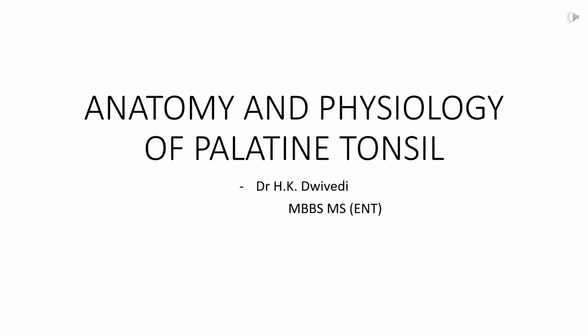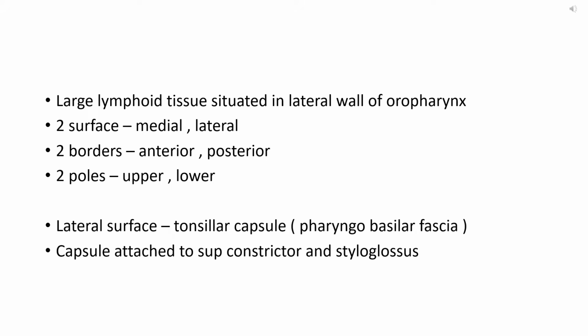Students, today's topic is anatomy and physiology of palatine tonsil. Let's discuss this quickly. What is a tonsil? It is a large lymphoid tissue situated in the lateral wall of oropharynx. It has two surfaces, medial and lateral, two borders, anterior and posterior, and two poles, upper and lower.